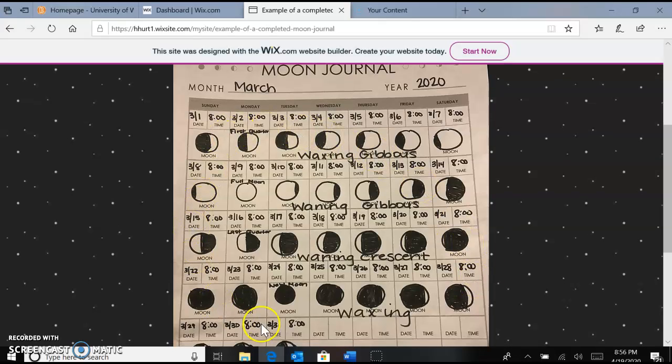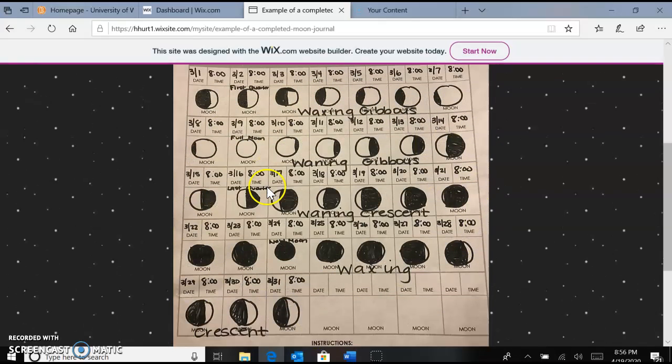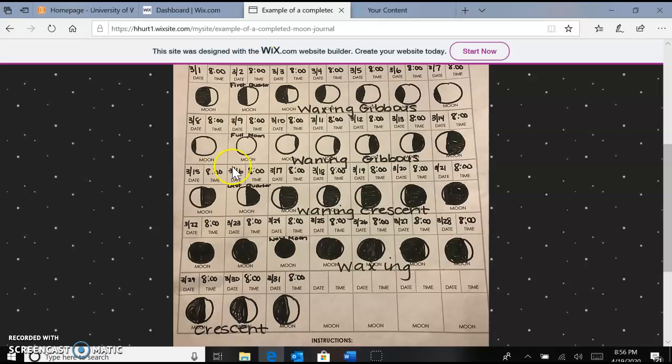So what I did was I went ahead and showed on my moon journal what the moon looked like or should have looked like every single night for the month of March, and then I listed the different phases.